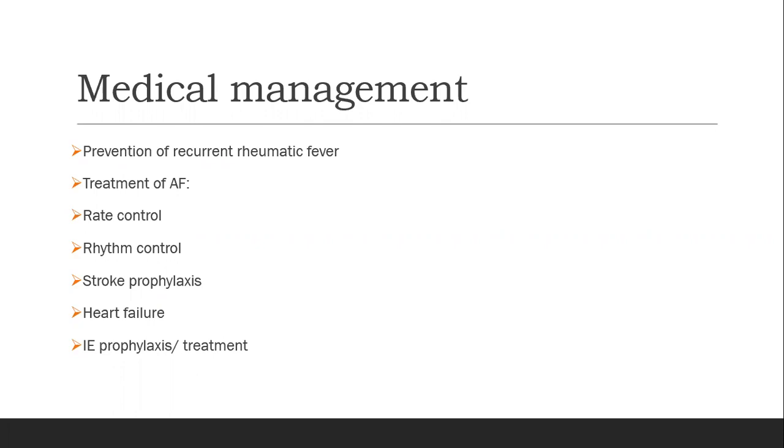Once rheumatic heart disease is diagnosed, we have to give rheumatic fever prophylaxis lifelong. So prevention of recurrent rheumatic fever is the first one. The common drug which we give is penicillin V, 250 milligram twice daily, lifelong. Okay, 250 milligram penicillin V lifelong. Now coming to complications one by one.